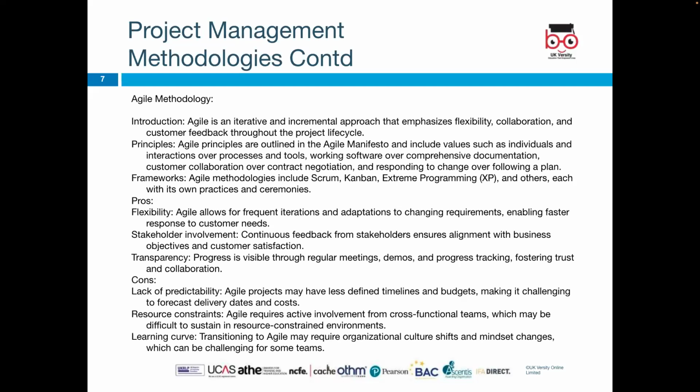What are the disadvantages? Lack of predictability. Agile projects may have less defined timelines and budgets, making it challenging to forecast delivery dates and costs. Resource constraints. Agile requires active involvement from cross-functional teams, which may be difficult to sustain in resource-constrained environments. Learning curve. Transitioning to Agile may require organizational culture shifts and mindset changes, which may be challenging for some teams.